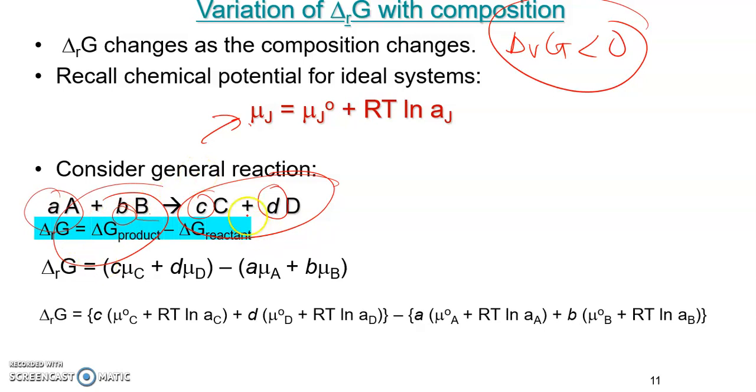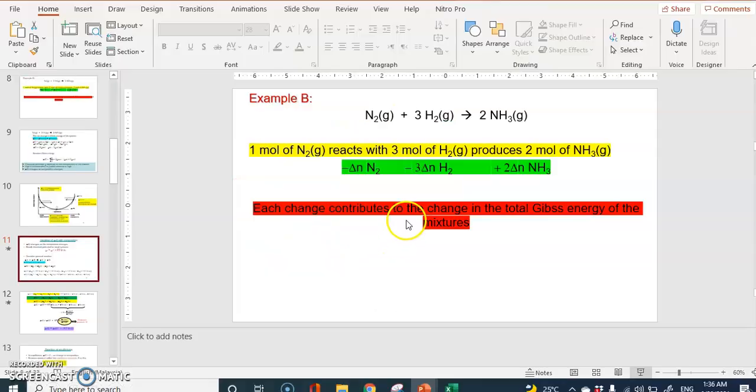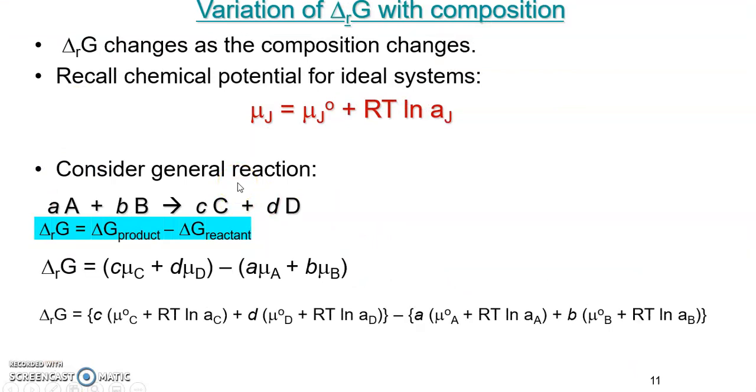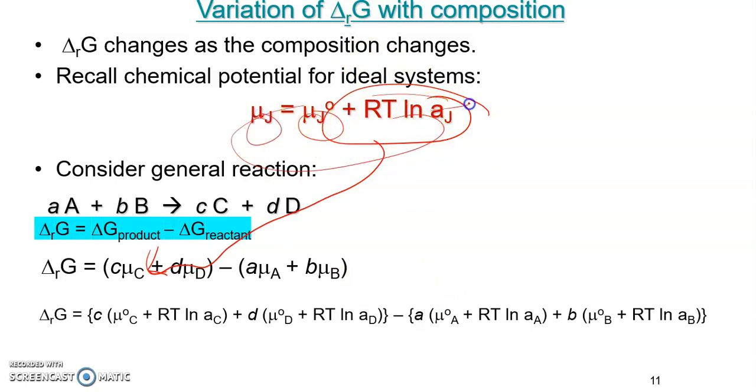And then to find delta Rg, we will put this equation into this one. So what we need to do is just replace the J species. So here our species are A, B, C, and D. So we expand it, and that's why we will get something like this. It's a long equation, so you need to derive it carefully. We substitute J with our species.